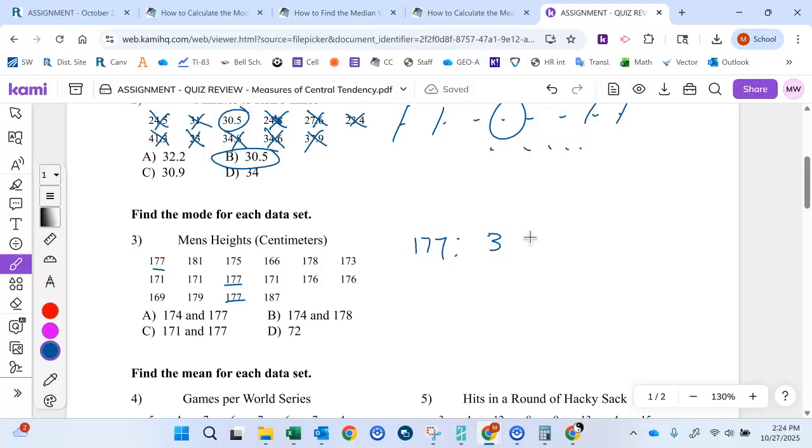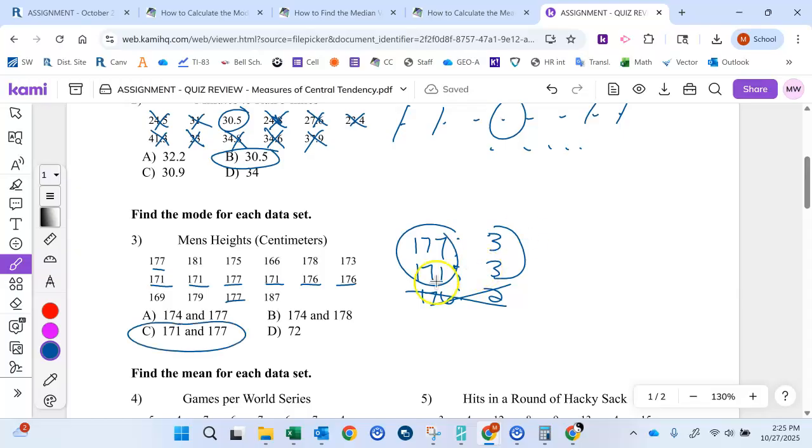Is there anything else that looks like it shows up? Okay, 171 looks like it shows up quite a bit too. Let's see, 171, 1, 2, 3. That shows up 3 times also. How about any other numbers? 176 shows up 1, 2 times, so that's not going to be it. And none of the others show up more than that. Okay, so that means we have 2 modes in this case. We have 177 and 171. So there you go, that's how you do that, okay?